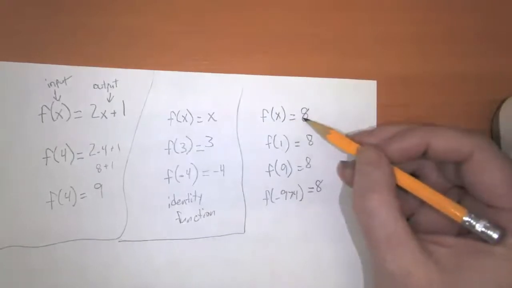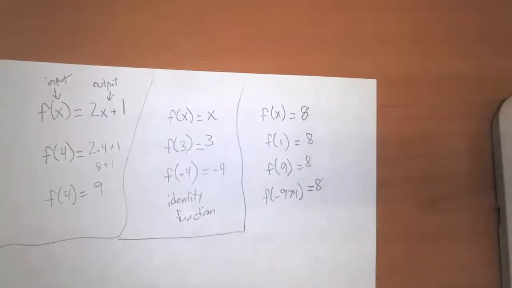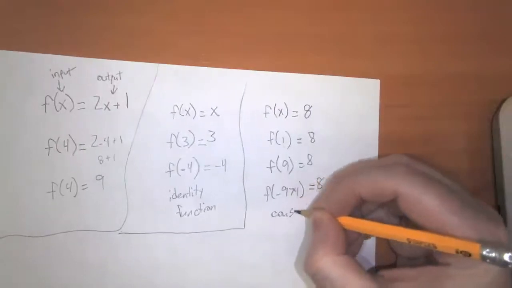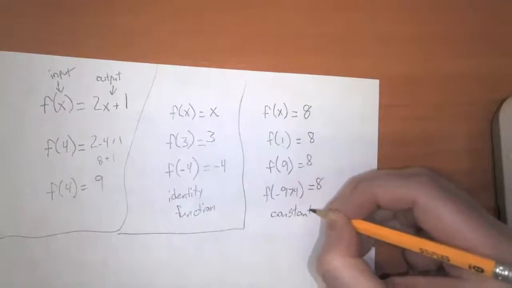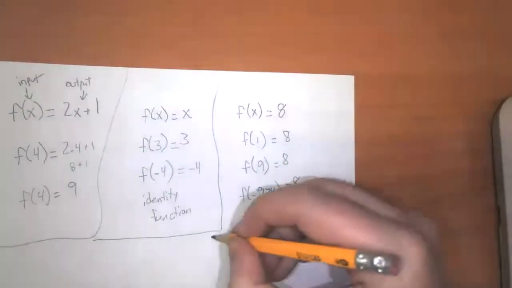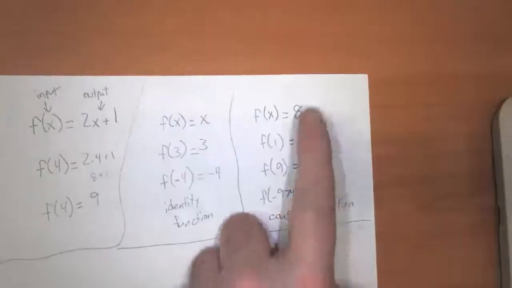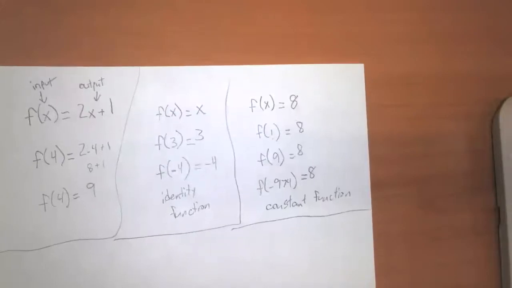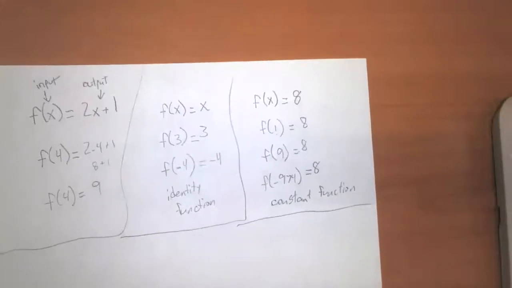All right, so this is an example of a function that is just kind of looking, it's a little bit too easy to imagine. This is a constant function. Because the output value is constant. It doesn't depend on what the input is. Whatever the input is, the output is 8. All right, so that's an important class of functions to think about.